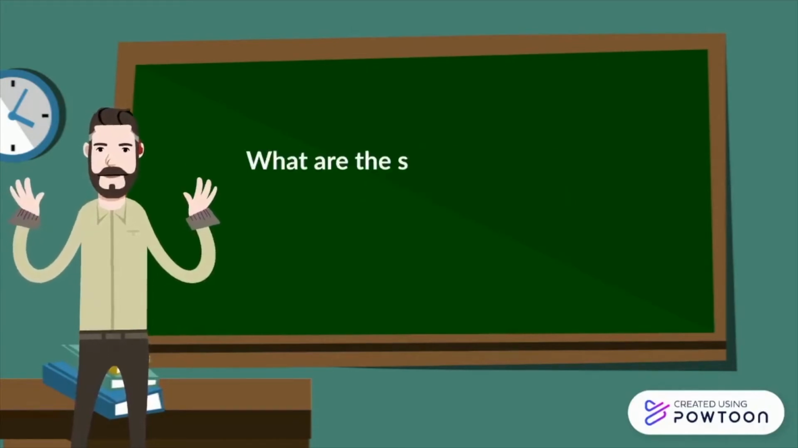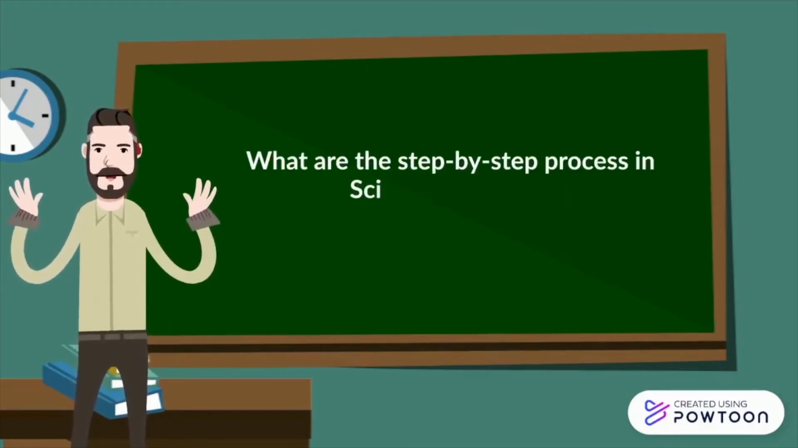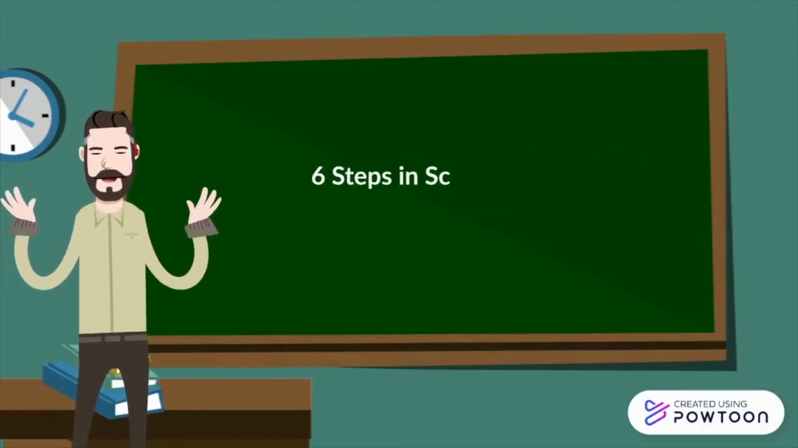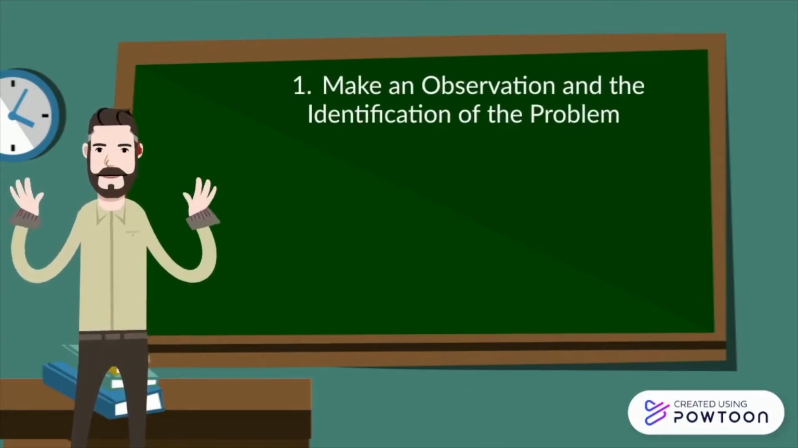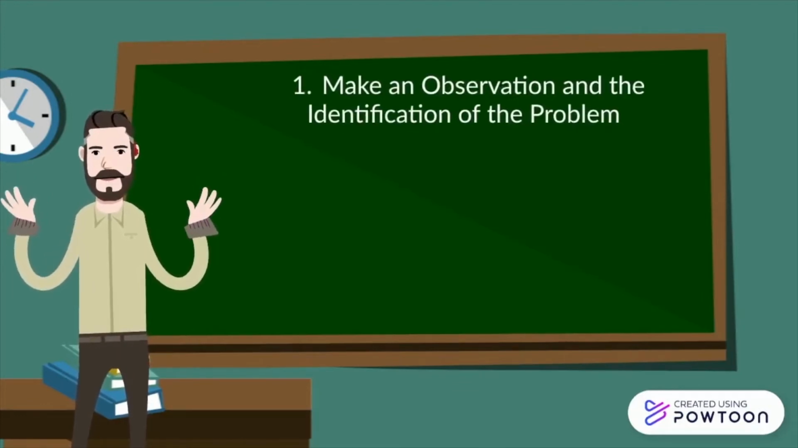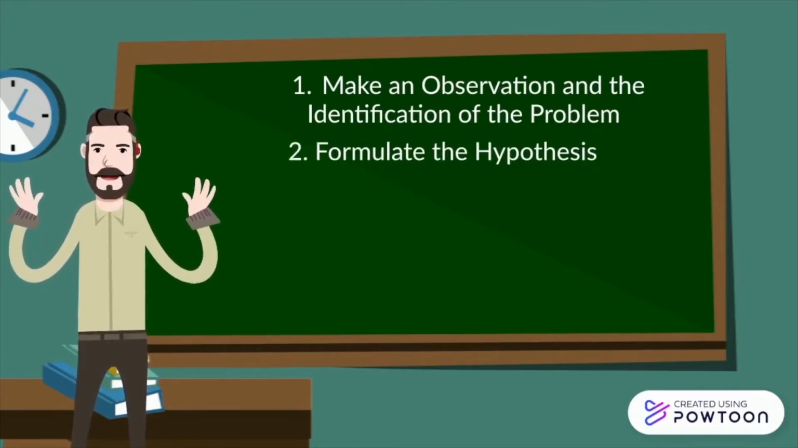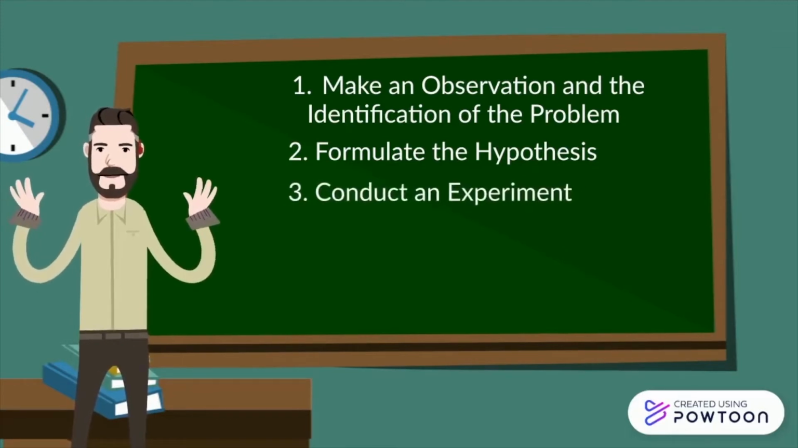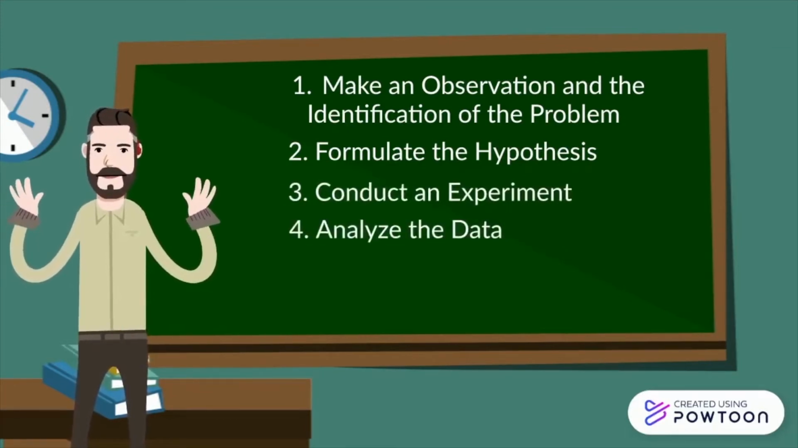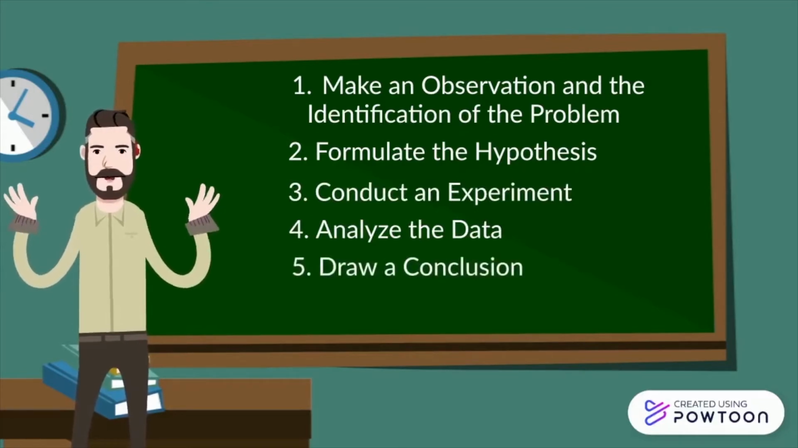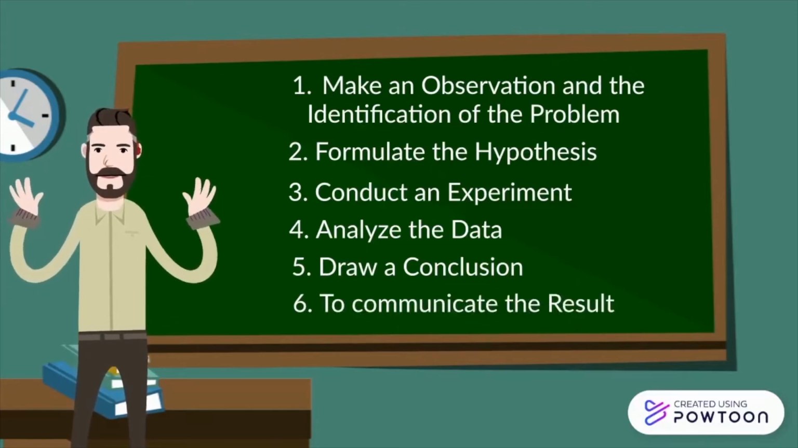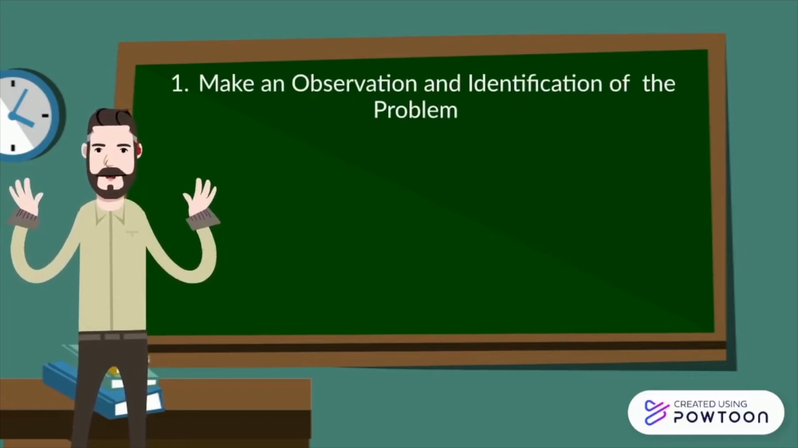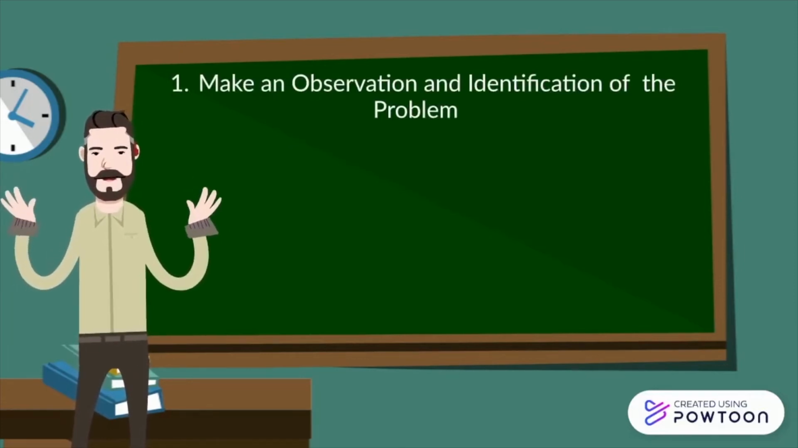Now, what is the step-by-step process in the scientific method? There are 6 steps in the scientific method. The first one is to make an observation and identification of the problem. Second is to formulate the hypothesis. The third is to conduct an experiment. Fourth is to analyze the data. The fifth is to draw a conclusion. And lastly, to communicate the results. And so, let's start with the first one. Make an observation and identification of the problem.